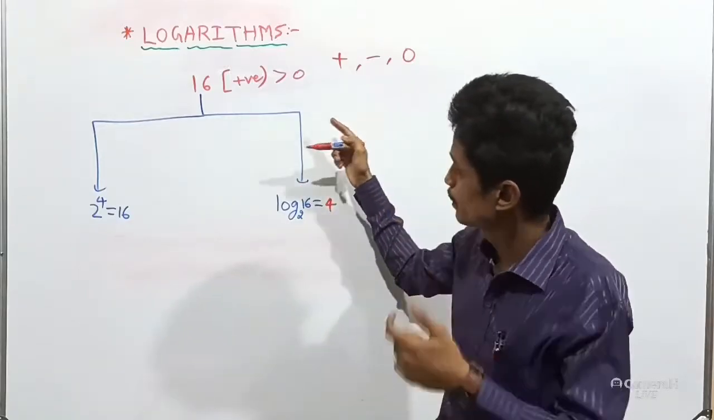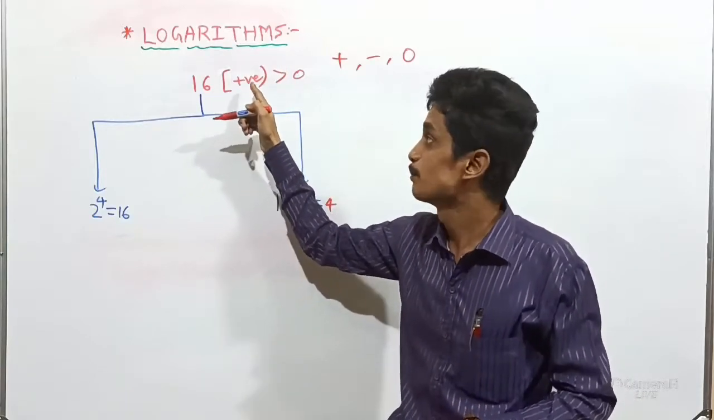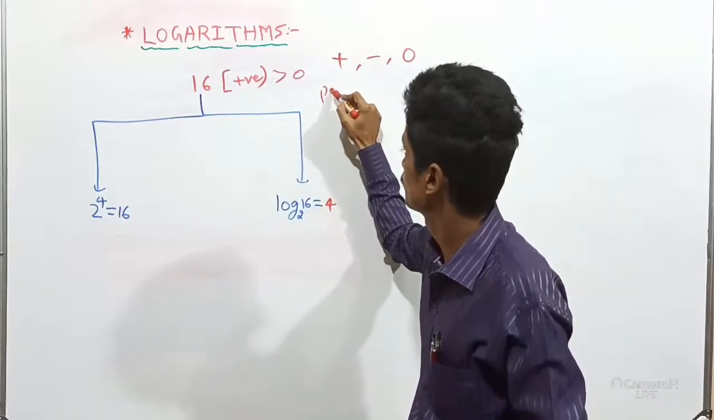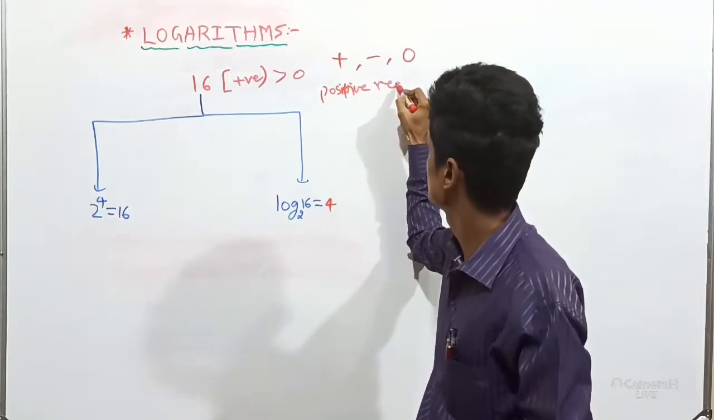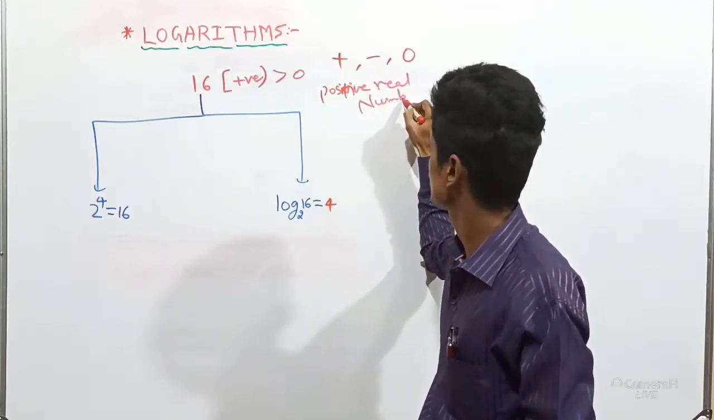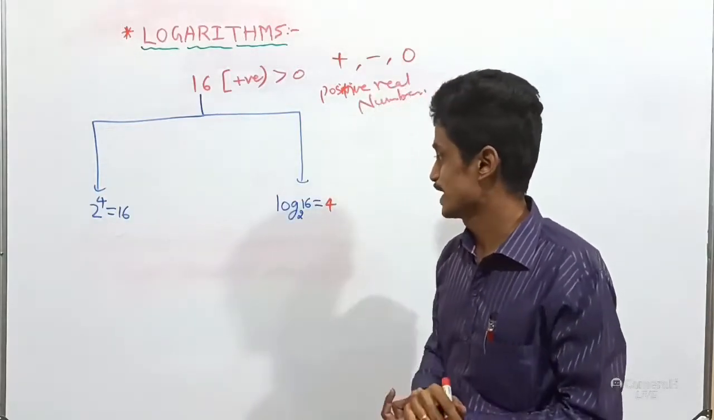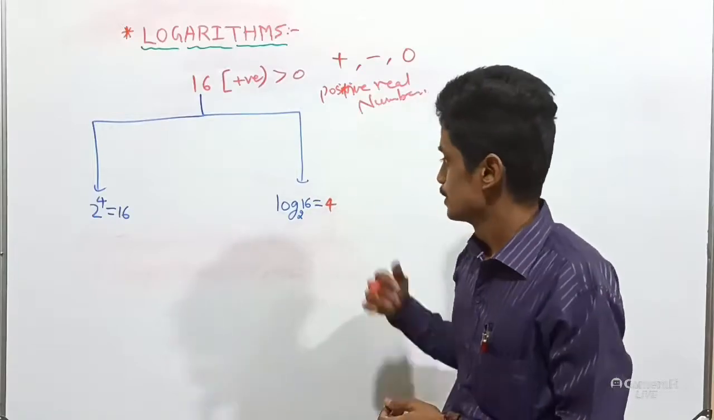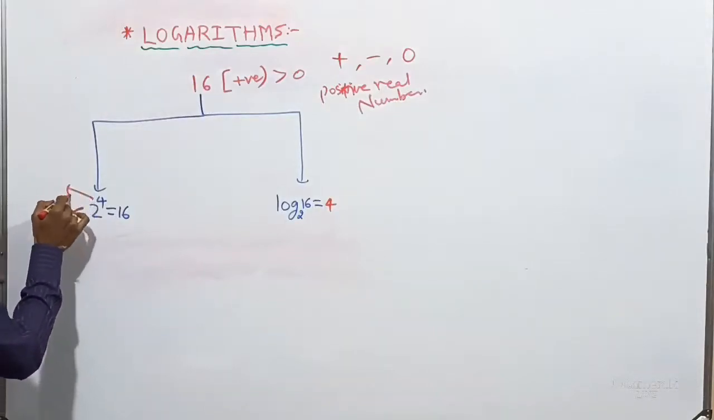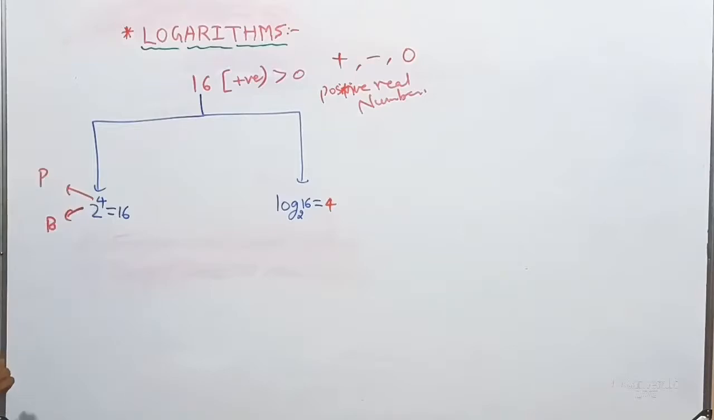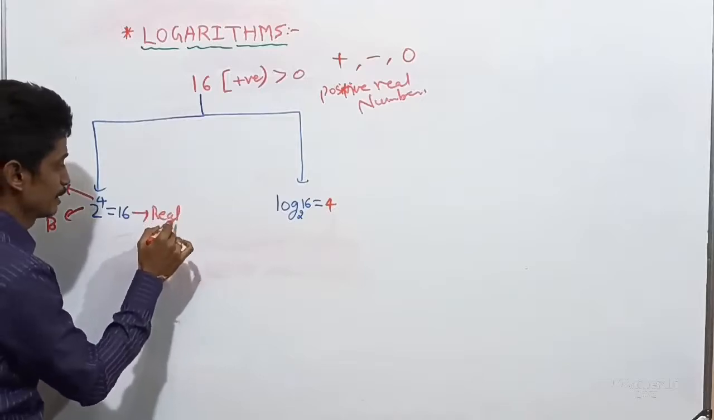Among those 3 types of numbers, we are going to represent in 2 ways only and only for the positive real numbers. What numbers do we express in exponential or logarithmic form? Positive real numbers. Only positive real numbers we express in exponential form as well as in logarithmic form. Now this is the base, and this is the power or index or exponent or degree also we can say, and this is the real number.